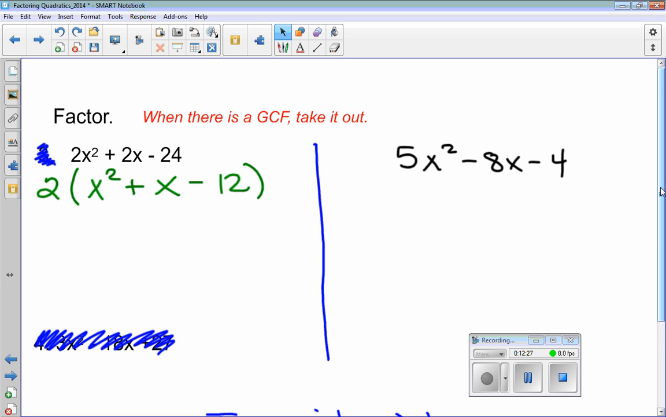Well, that's not true. I mean, you can take it out now or at the end. The same number can go into all of them. So I'm going to look at what's inside the parentheses.